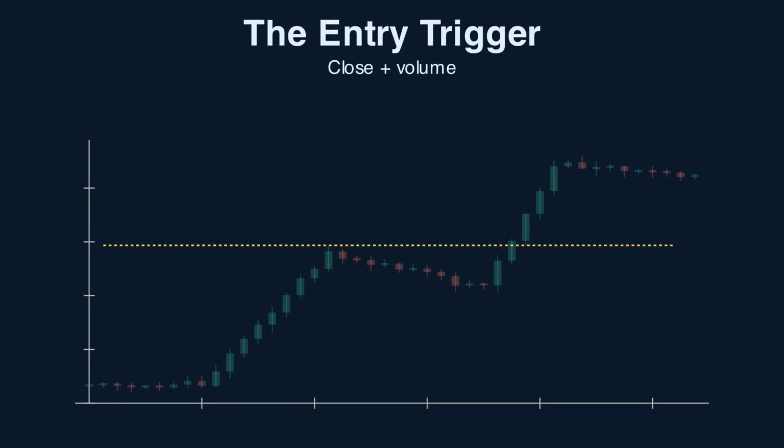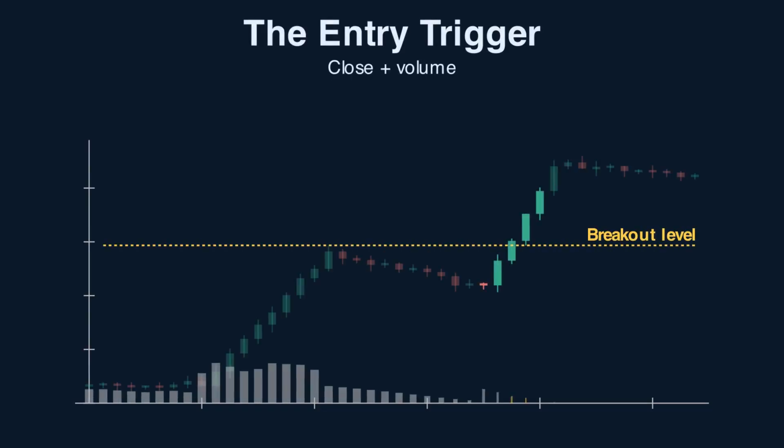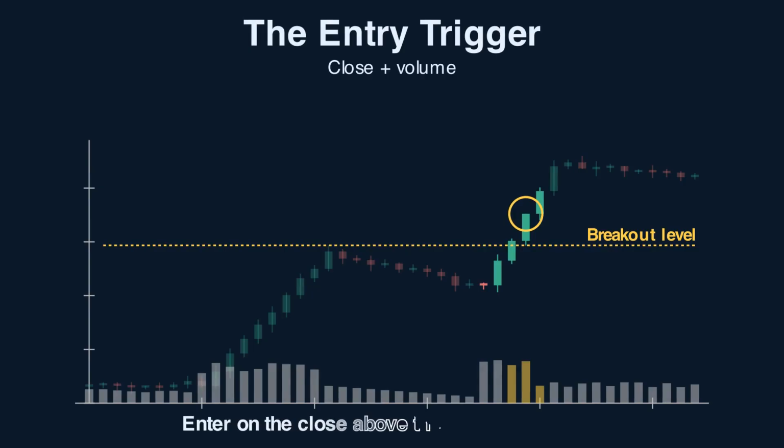Here's the trigger. You want a candle that closes above your flag level, ideally on a pickup in volume like this surge. The key word is closes. Intraday wicks above the line trap eager traders and then snap back below. By waiting for a close above the level, you let the breakout prove itself, and you enter as the continuation actually begins, not on a head fake.